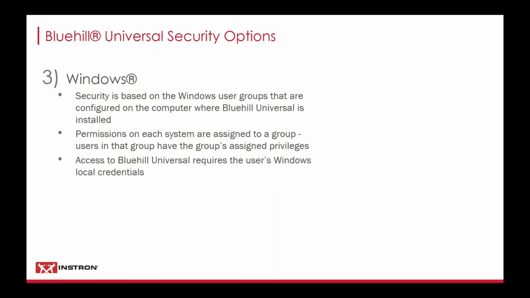So next, let's review Windows-based security. Windows security is based on the Windows user groups that are configured on the computer where Bluehill Universal is installed. Permissions on each system are assigned to a group, so users in that group have the group's assigned privileges. And access to Bluehill Universal requires the user's Windows local credentials.